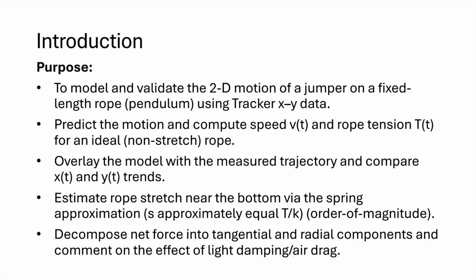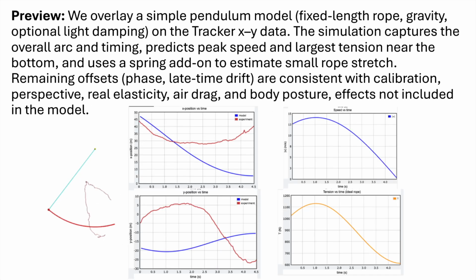Estimate rope stretch near the bottom via the spring approximation s approximately equal to T upon k, order of magnitude, decompose net force into tangential and radial components, and comment on the effect of light damping or air drag or air resistance. So, a brief preview of our results.